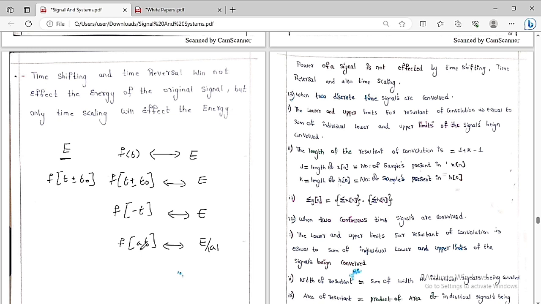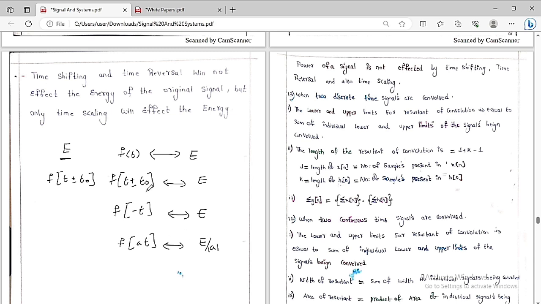Because here, if A is greater than 1, it means we are compressing the signal. If you compress the signal, the energy is going to decrease. If you expand the signal, meaning A is less than 1, then definitely the energy is also going to increase. This is what I am trying to tell you. So finally, time shifting and time reversal will not have any effect on the energy of the signal, but only time scaling is going to affect the energy present in the signal.